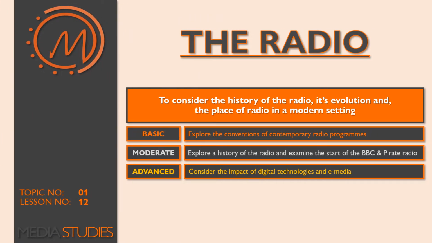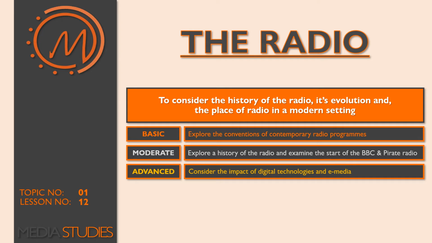Here we have our title slide for this lesson, and as you can see, our title is The Radio. In the bottom left, as always, you can see our topic number and lesson number. This is still topic number 1, an introduction to the media, but this is our final lesson on the topic, lesson number 12. You can see our learning objective here is to consider the history of the radio, its evolution, and the place of radio in a modern setting.